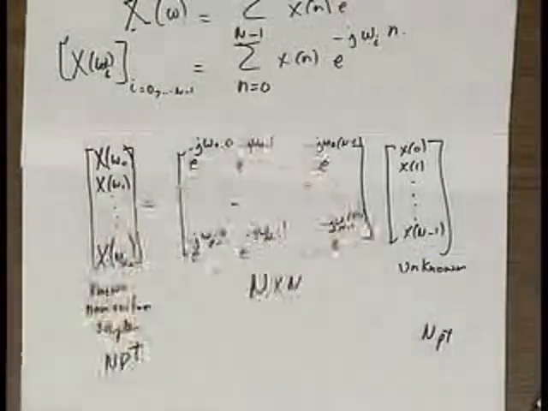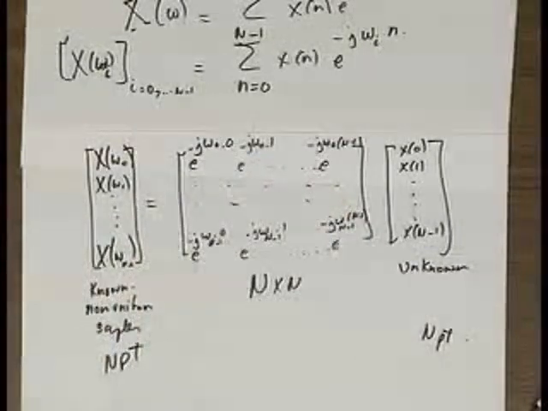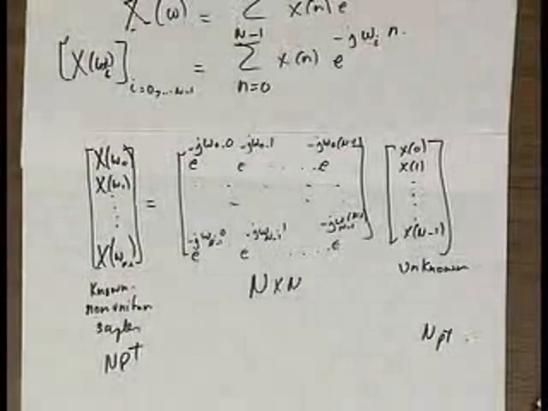It turns out this matrix has a particular name. Does anybody know what it's called? It's called the Vandermonde matrix, right?